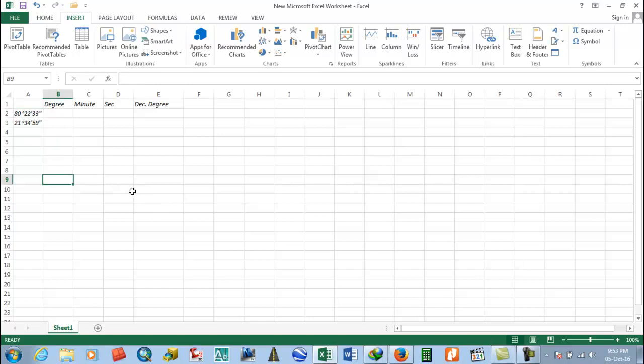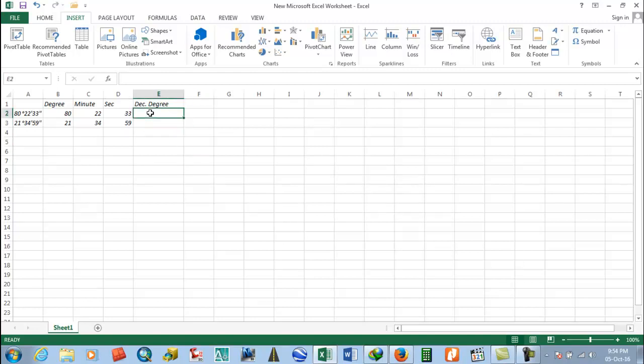First of all, you have to make three separate columns, one for degree, one for minute, and another for second. Then first of all, you have to write the degree in this column. First put 80 degree, then 22 minute, then 33 second, okay, like this. Then 21 degree, 34 minute, and 59 second, okay.